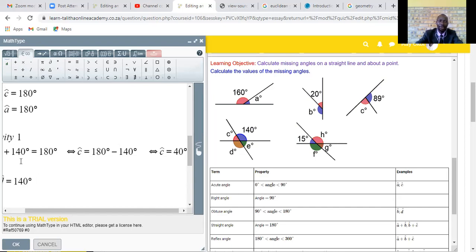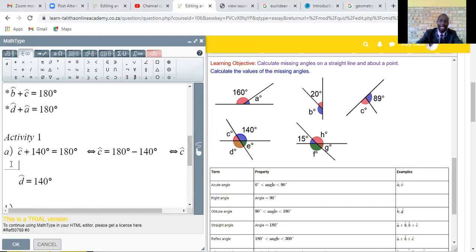All right. Now that we have got the value of C, the next thing we want to look at is the value of D. Okay, we wanted to get it in order. So C, D, well, we got D already. How did we get D? We said D and 140 degrees are vertically opposite angles. And because of that, their values are also the same. Now that we have got D, the next thing we want to look at is the value of E.